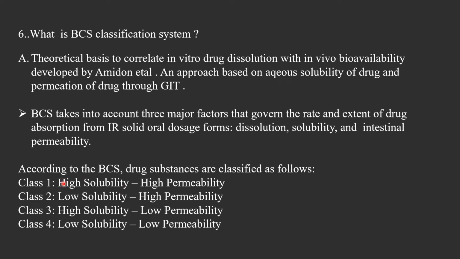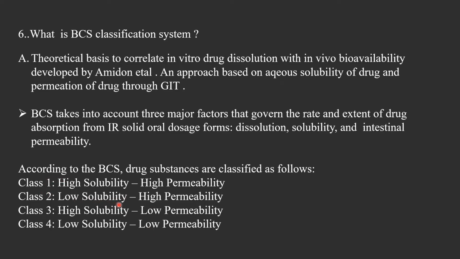So here is a list of classifications of BCS classification. Here you can see 4 classes are there. Class 1 means high solubility, high permeability. These drugs will show high solubility and high permeability. Class 2 drugs show low solubility and they have high permeability. So based on the solubility and permeability, the classification is made. And third one is high solubility, low permeability, and class 4 drugs show low solubility and low permeability.